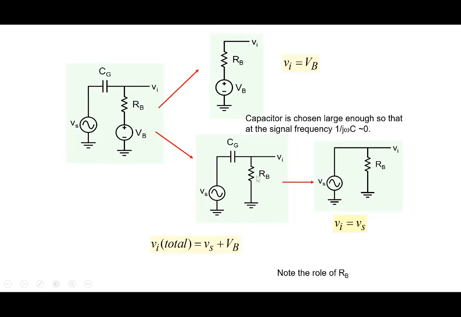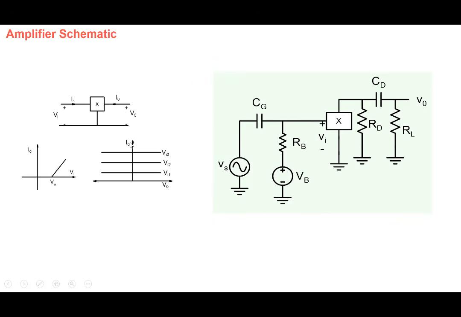So note the importance of RB. Even though no current may be flowing through RB in this particular case, RB is essential. If you don't have RB, then think about what will happen, okay? So RB, the biasing resistor, is essential here.